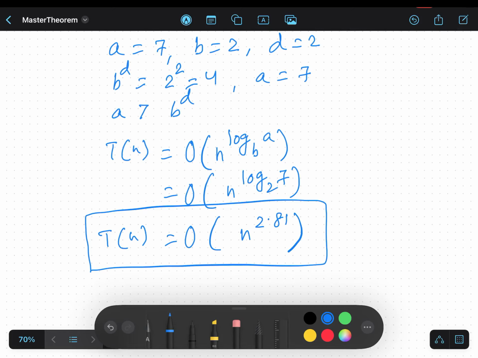So I hope this session on master theorem gives you a good overview of how we can solve a recurrence to find the big O time complexity for that particular recurrence.